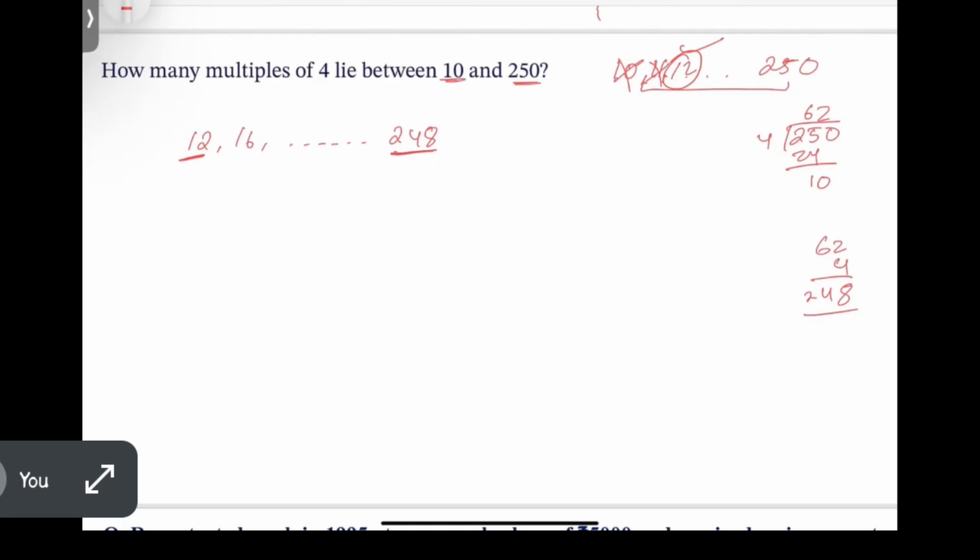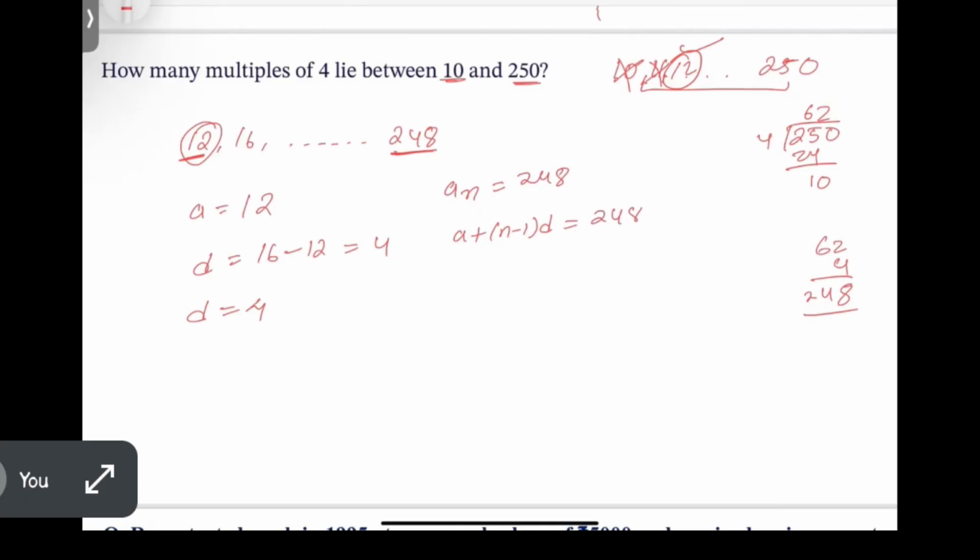So same formula here. A means the first term, A is 12 here. D means the common difference. Common difference, if you don't know, is the second term minus first term, it is nothing but 4. But directly we can say that it is 4 because it's a multiple of 4, which means every term is plus 4. So an is given as how much? 248. So an formula was a plus n minus 1 into d is equal to 248.